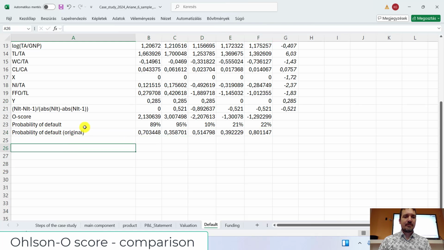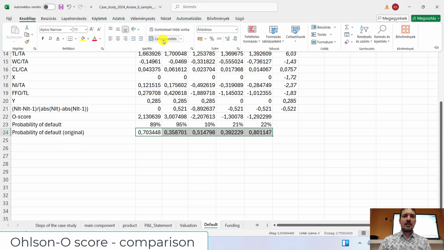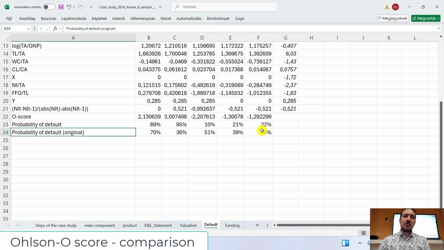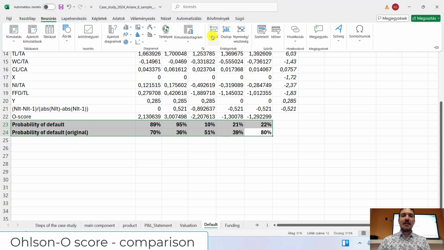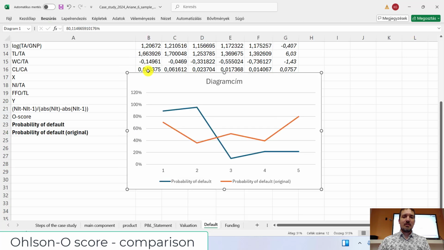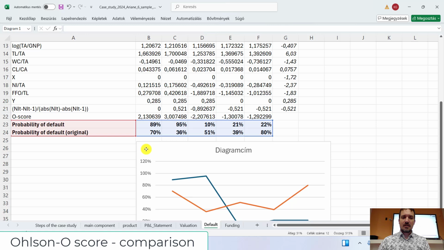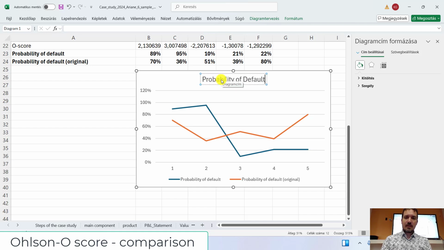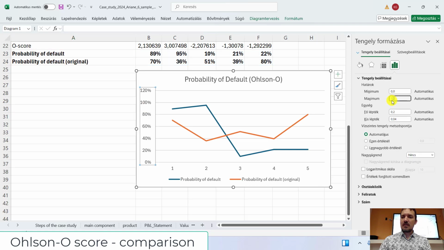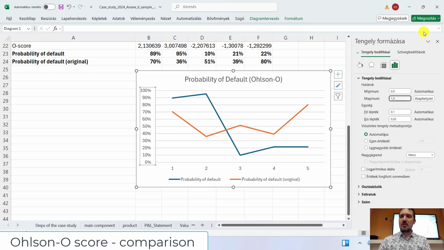Now obviously, you don't have to calculate it for your own company because this is general for everyone. And now we can see the added value of our performance, because we can see that this is the quality of default by using Ohlson-O score. And yes, we should, come on. This should be allowed to fluctuate only between 0 and 100%.